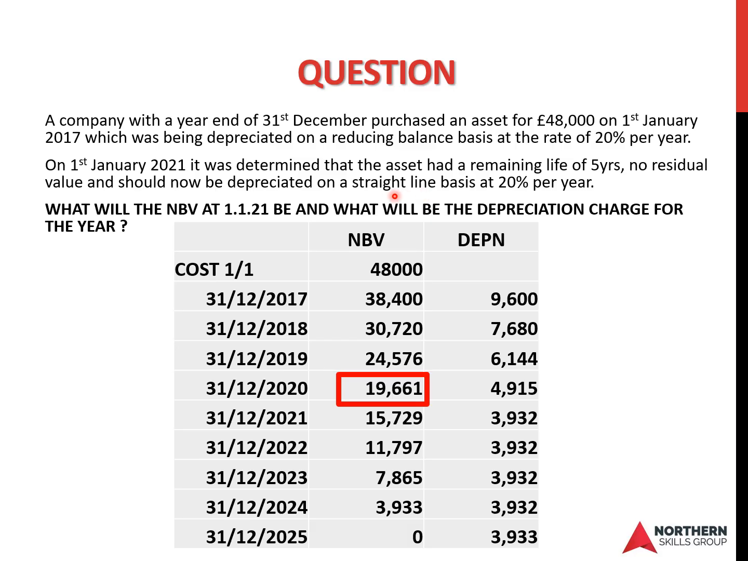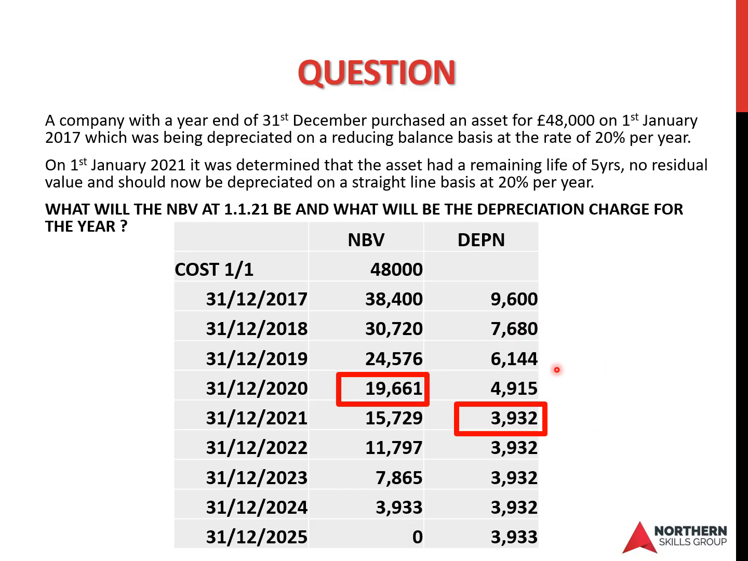and we're now going to write that off. The remaining cost of the asset, the remaining benefits, are going to be written off over 5 years on a straight line basis. So that's 20% of that every year, and those are going to be the depreciation charges. For 2021 is $3,932, and that will continue for the remaining 4 years until the asset's finally written off. There's a rounding difference in the final year.